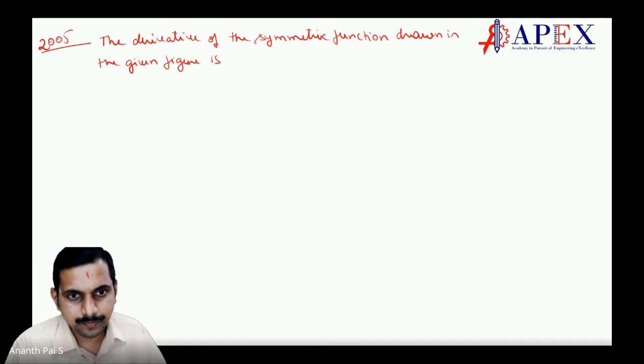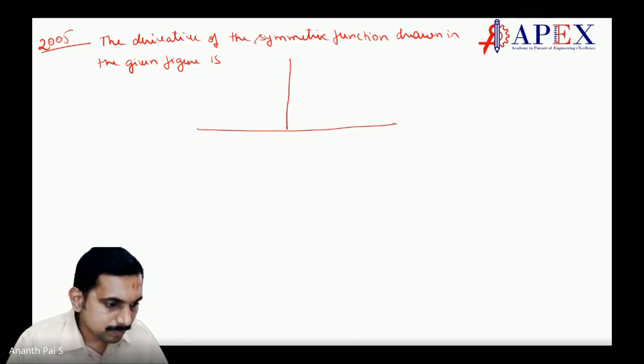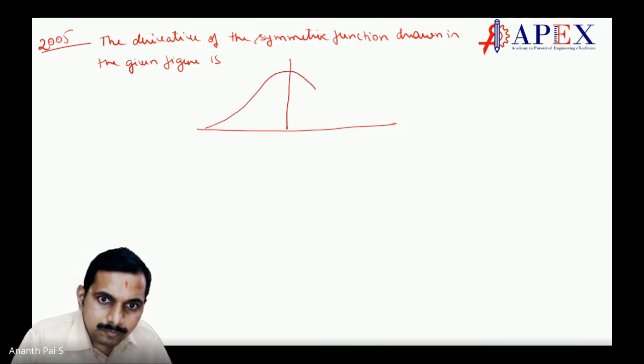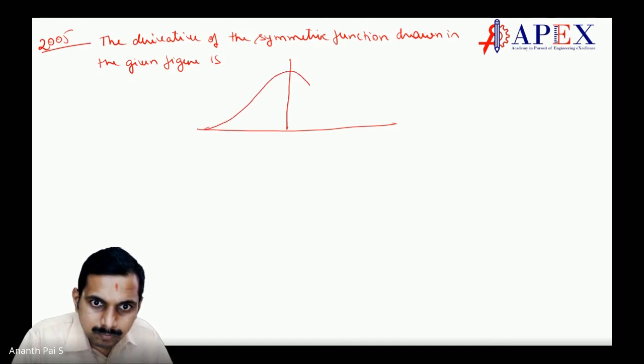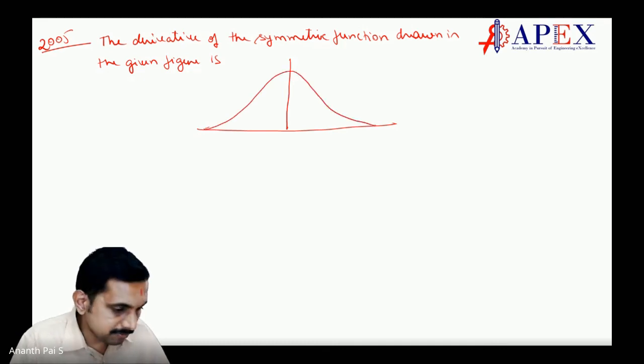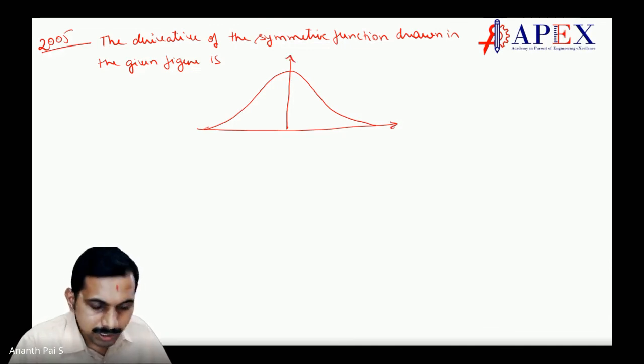This is a symmetric function. This is x. This is f of x. Okay, so now let us do the differentiation.